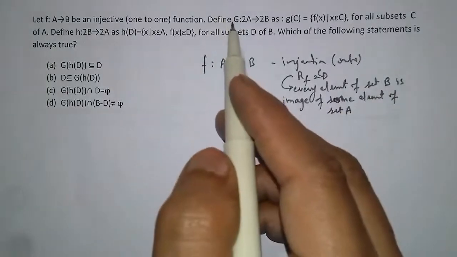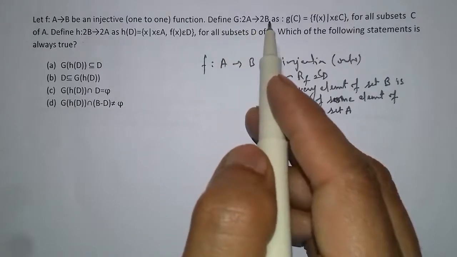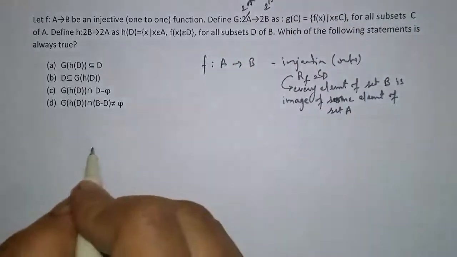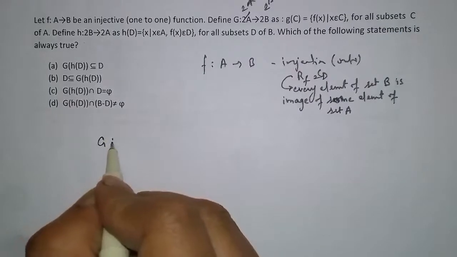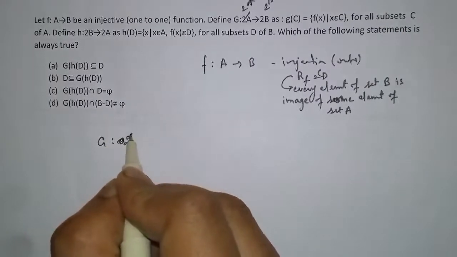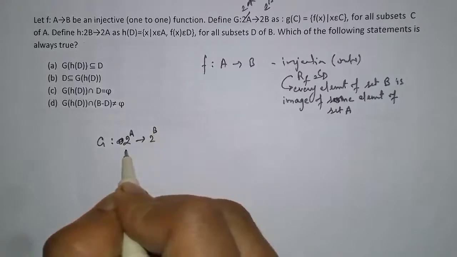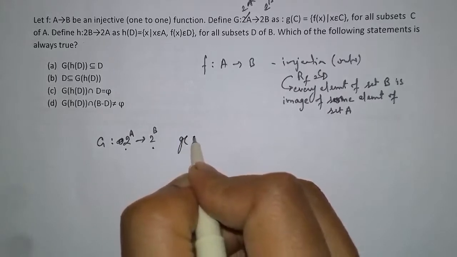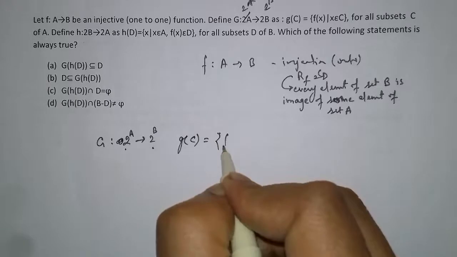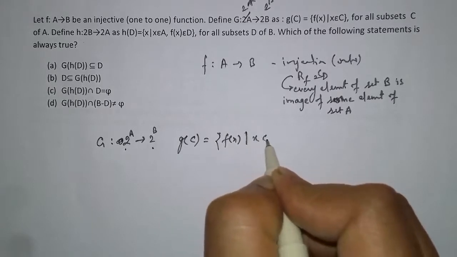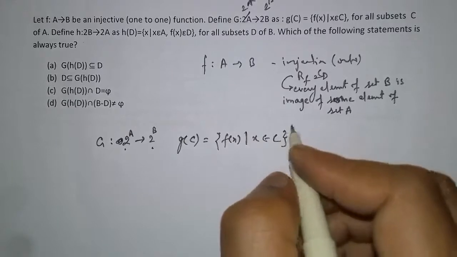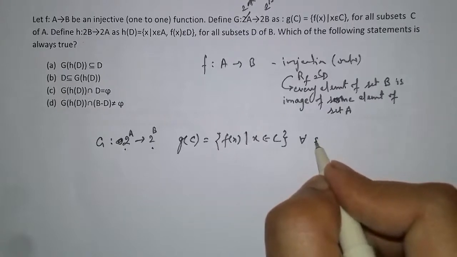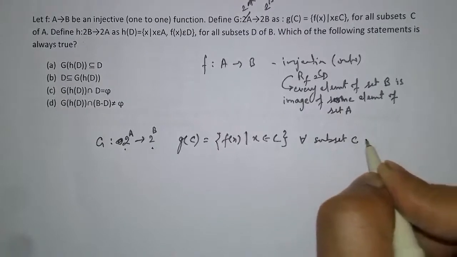Now it is given that g is a function from 2 to the power A to 2 to the power B. This is the range, this is the codomain, and it is defined as g(C) = {f(x) such that x belongs to C} for every subset C of A.